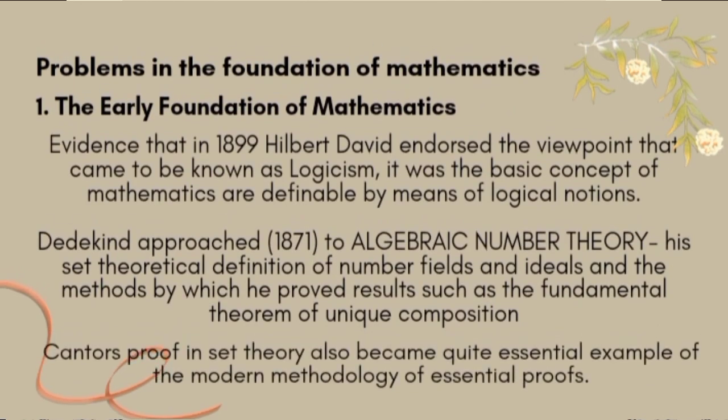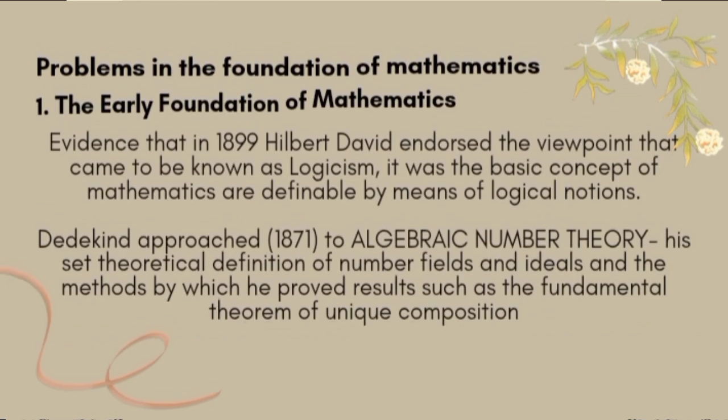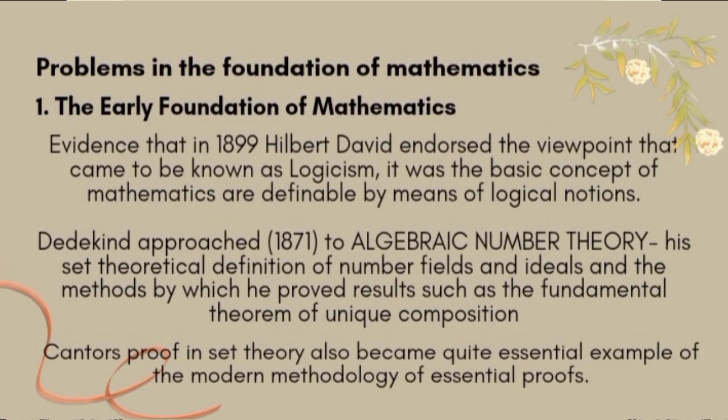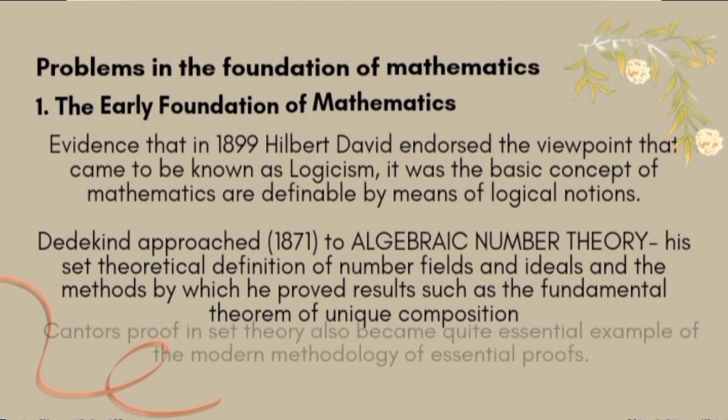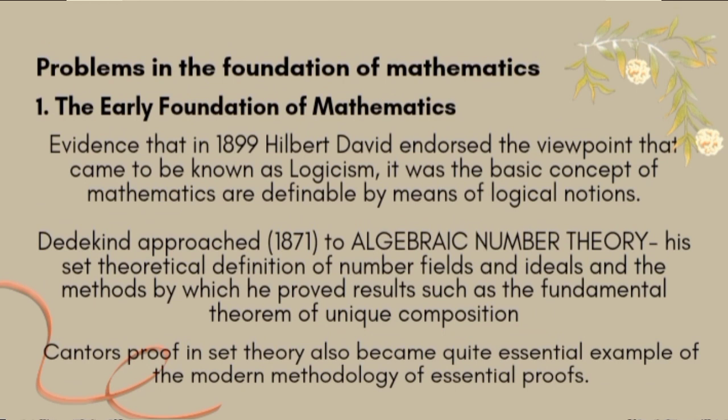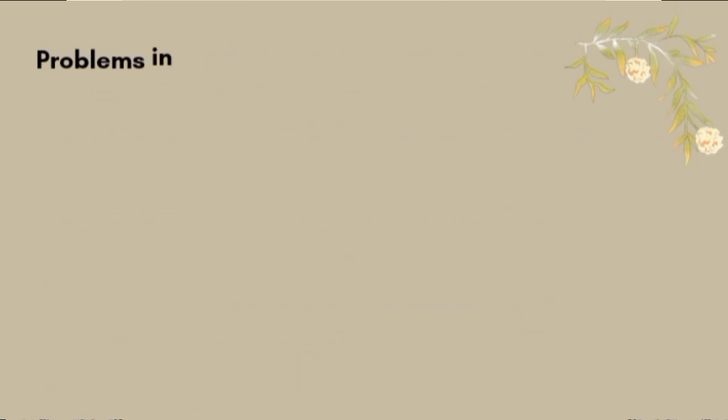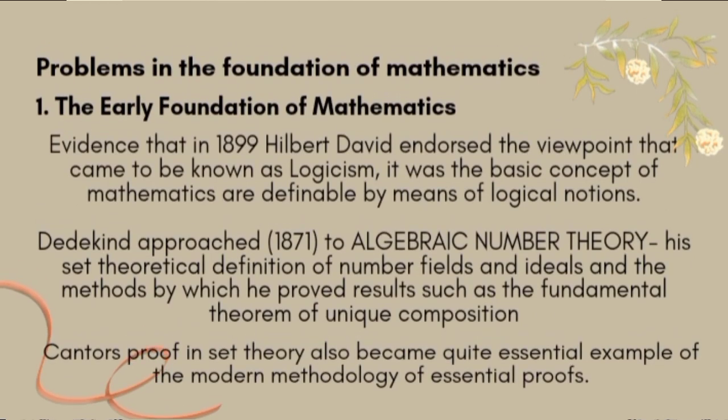So first, the early foundation of mathematics. Evidence suggests that in 1899, David Hilbert endorsed the viewpoint that came to be known as logicism. The basic concepts of mathematics are definable by means of logical notions. Historically speaking, logicism was a neat intellectual response to the rise of mathematics, and particularly to the set theoretical approach and methods. They also said that the theories of natural and real numbers can be derived from set theory.